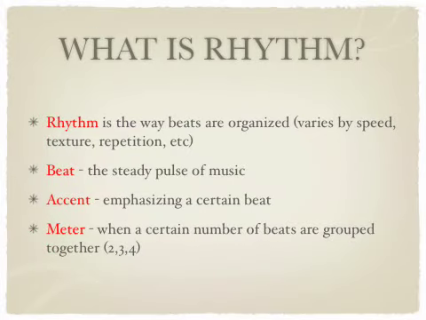So let's do a little review about the terms or definitions associated with rhythm. You can see there, first of all, we need to know what rhythm is. Rhythm is the way that beats are organized in a piece of music. And the rhythm can vary based on the speed, how fast it's going, based on the texture, how many things are happening at once, whether it's all instrumental or vocal and instrumental. Also things like repetition. Are rhythms repeated throughout the song, or are new ones happening all throughout the song?